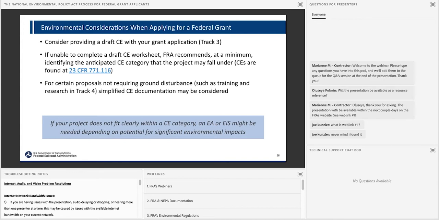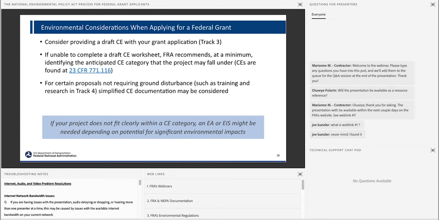the PE NEPA or Final Design and Construction grant, consider providing a draft CE with your grant application, or documenting as much as you can in your grant application. If unable to complete a draft CE worksheet, we recommend at minimum identifying the anticipated categorical exclusion category that the project may fall under. So, and we listed it out again. And so let's say that you are looking at signals and new gates, and you put that in your application. Just make sure you put the right number.